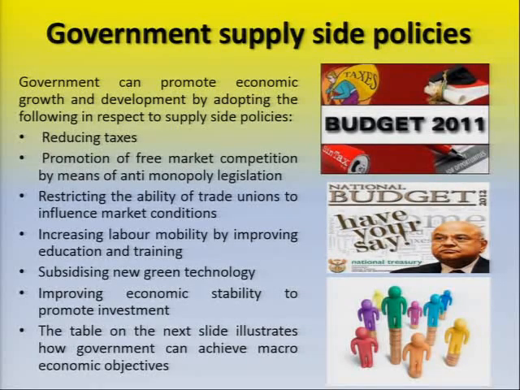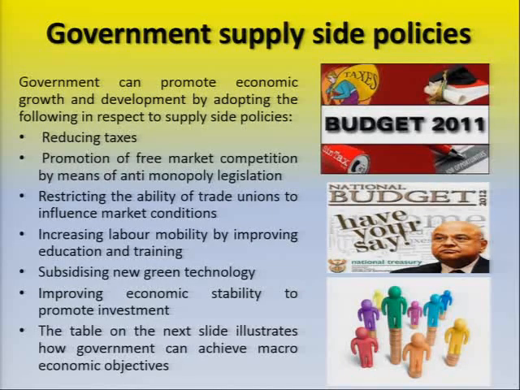The next point, the government can improve economic stability by promoting investment. The government must not just promote investment among the private sector, but must also lead by example by increasing their expenditure on capital investment. So the government can promote economic growth by improving economic stability to promote investment.